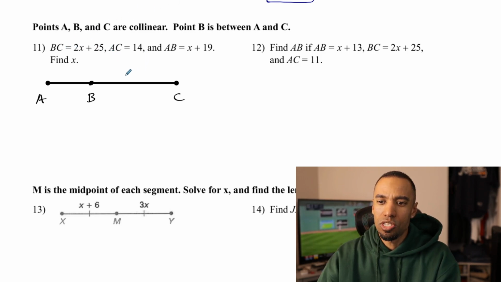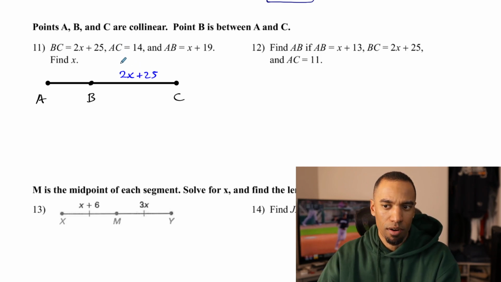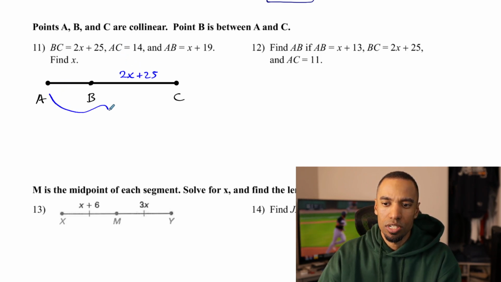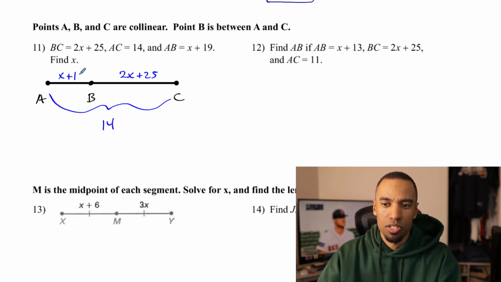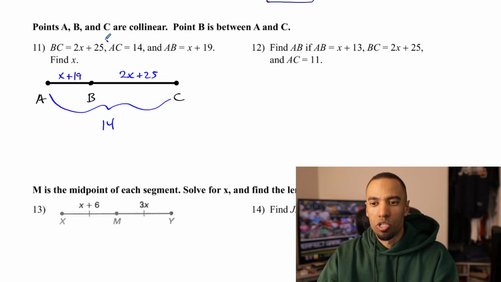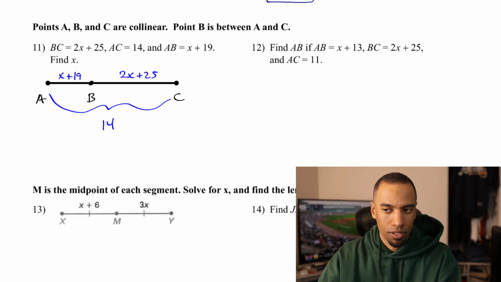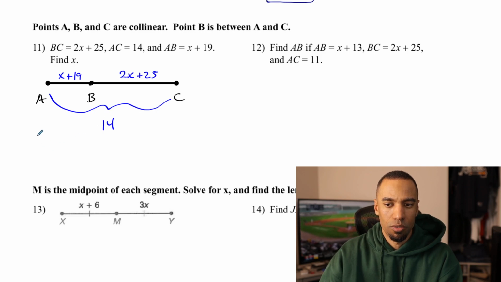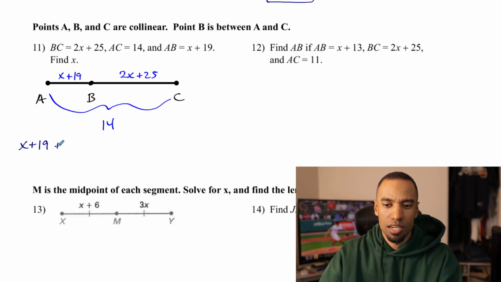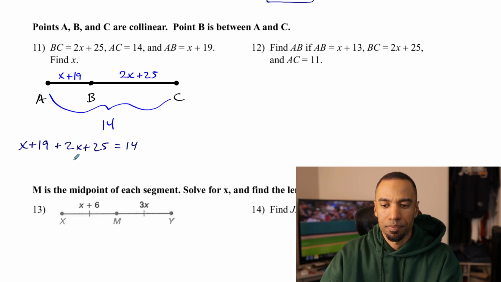They say the length of BC is 2x plus 25. And the reason I'm drawing this is to make sure that I know exactly where everything goes. AC is 14. That's the entire thing. See how it's out of order? And AB is x plus 19. Some people will just say this plus this equals this. And that's not what happened here. Not even close. It's this plus this equals this. So x plus 19 plus 2x plus 25 equals 14.